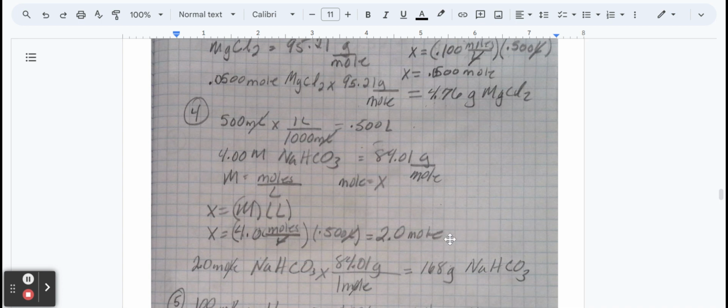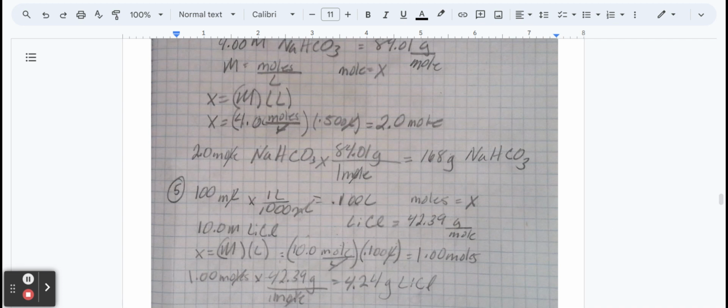Oops, I didn't put my answer here, or my substance, sodium bicarbonate. So again, I need to get to a unit that I can actually measure. So I'm going to use my 2.0 moles of sodium bicarbonate, my molar mass, and I get a final answer of 168 grams of the sodium bicarbonate. All right, so the next several problems, I believe we're really doing the same thing.